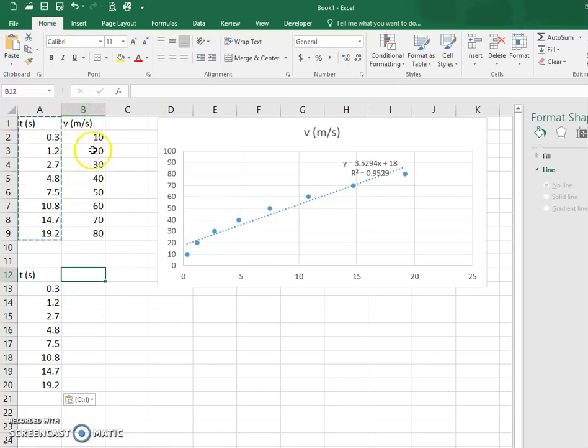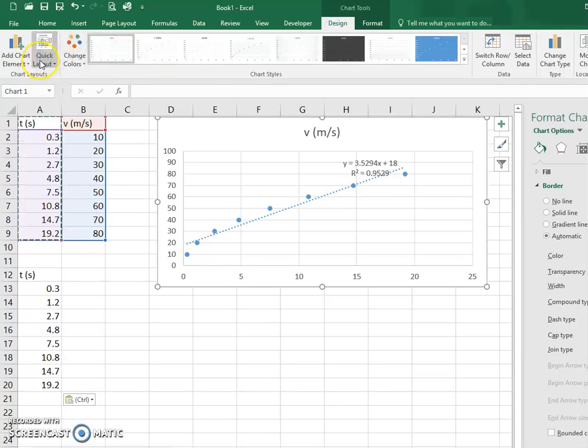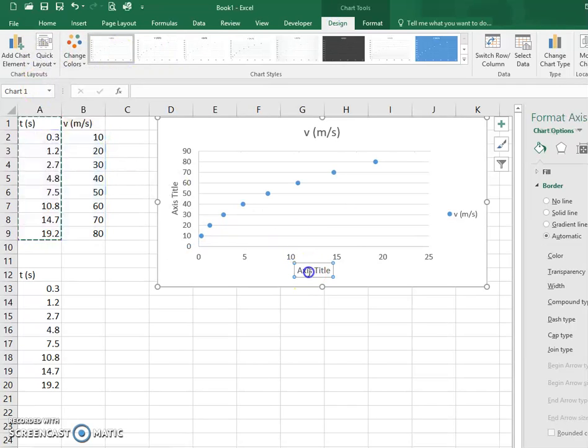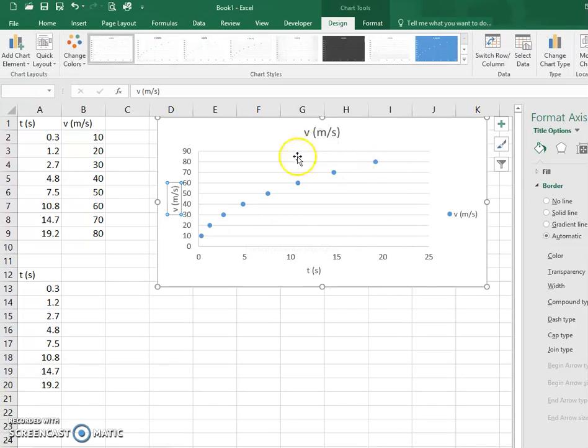Now, if I'm going to square this, I'm going to take a second and make sure that my headers are there. Chart, design, quick layout, number 1. This is time in seconds for my X, time in seconds. This is velocity in meters per second in my Y-axis. Okay. I don't have the trend line because I don't need it. I can tell that's curved. I can tell it's not straight.